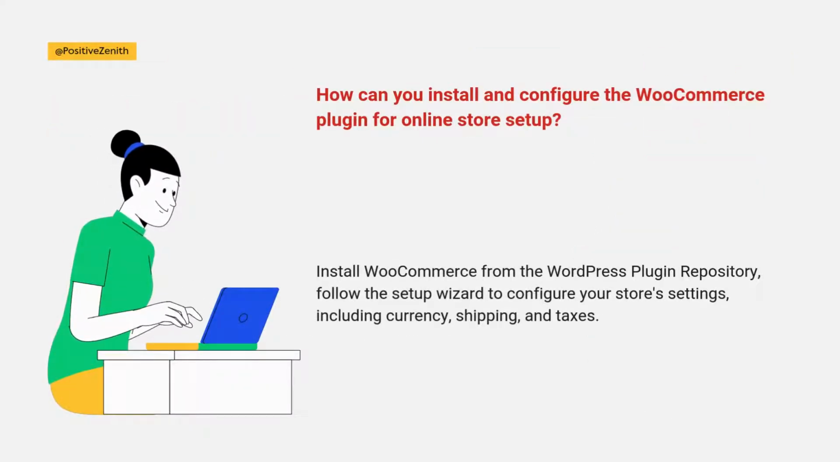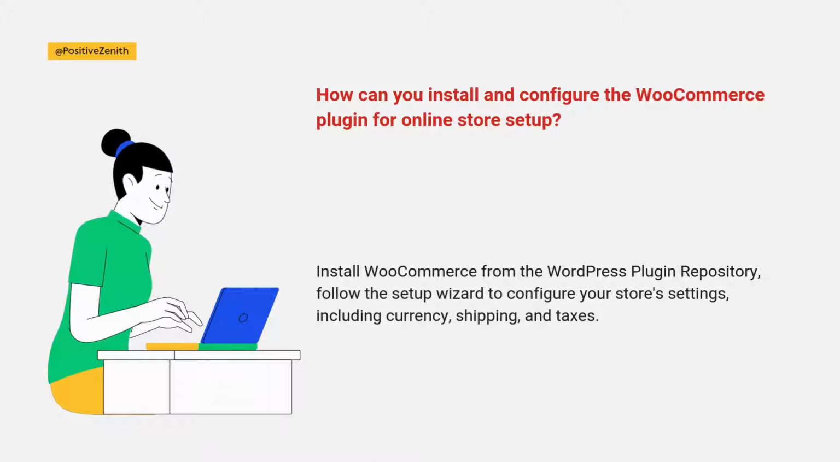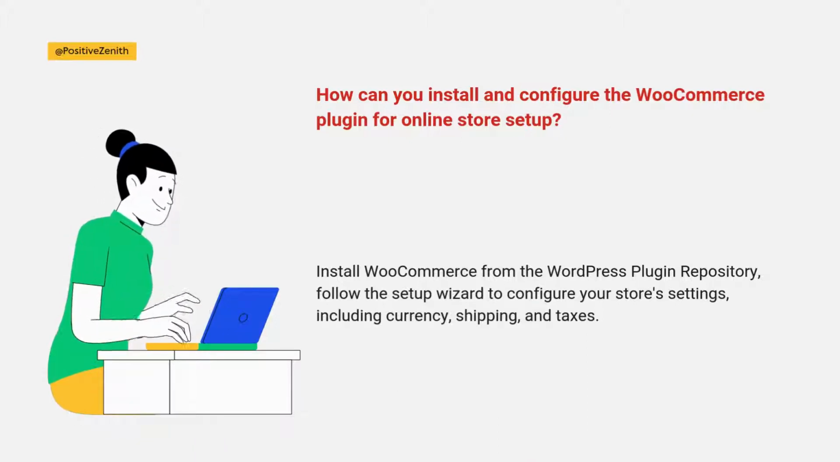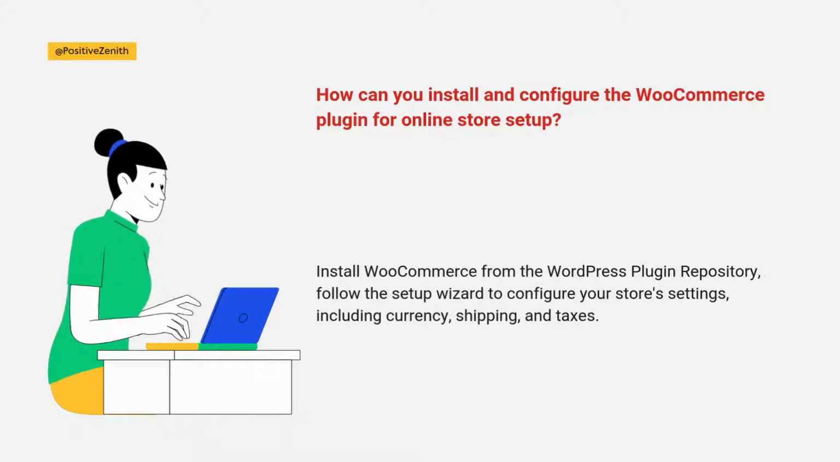How can you install and configure the WooCommerce plugin for online store setup? Install WooCommerce from the WordPress plugin repository. Follow the setup wizard to configure your store's settings, including currency, shipping, and taxes.